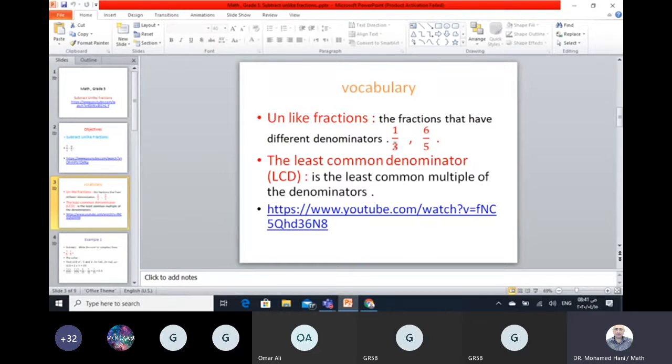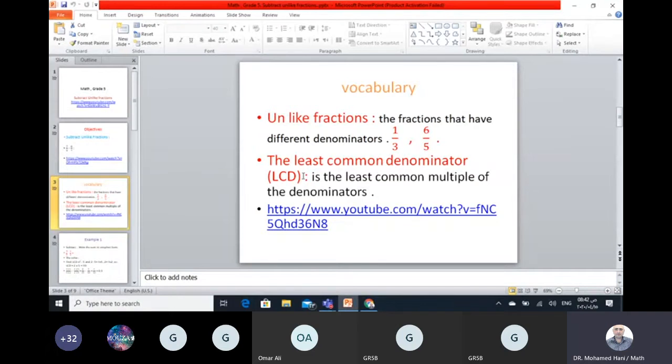So I cannot add directly, I cannot subtract directly. The denominators must be the same to do plus or minus. It's very important to know and remember every time. We cannot add or subtract the fractions if they are unlike. We can only add or subtract when they are like fractions. So how to make the fractions like fractions? Make the same denominators.